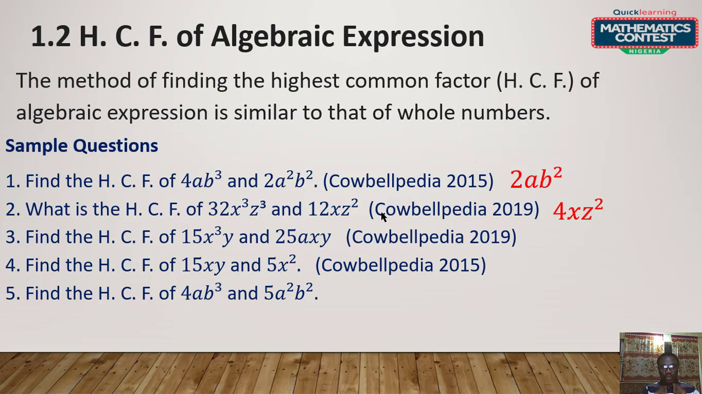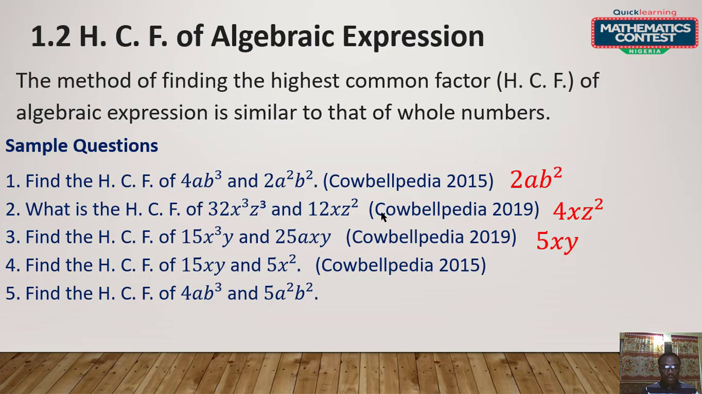With split of a second, you should know the answer. 15 and 25, the highest common factor there should be 5. x cubed y, a x y. a is not common in both of them, so I know a cannot be my answer. x and y are there, so I know my answer should be 5xy.